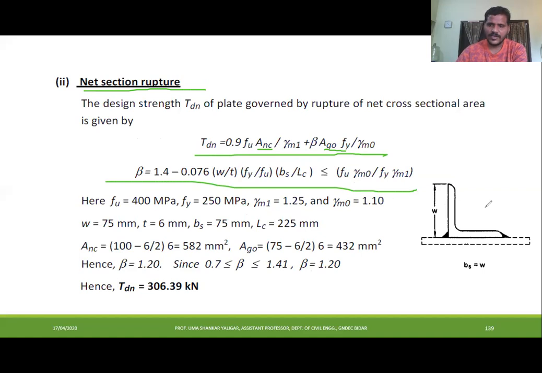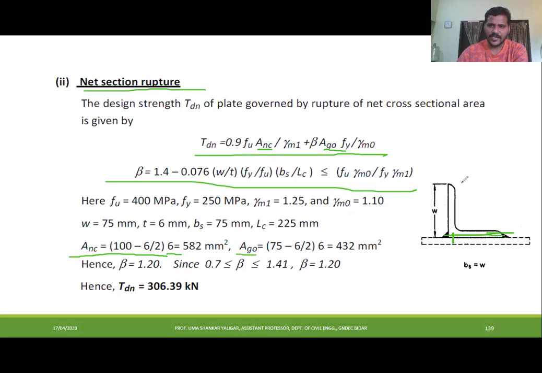Okay, now here there are no bolts. Even in the net area we don't subtract any bolt holes because it is a welded connection, not a bolted connection. That's why your net area Anc is equal to this: the connected leg is 100, so 100 minus, up to the center, 6 by 2, thickness by 2, multiplied by the thickness. It will give the area of the connected leg.